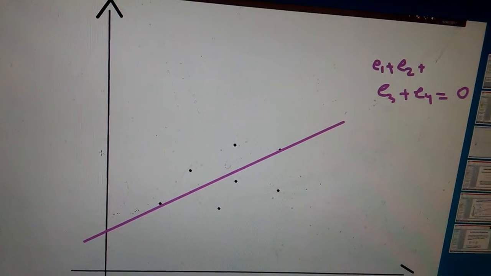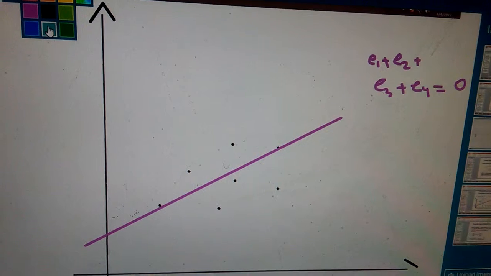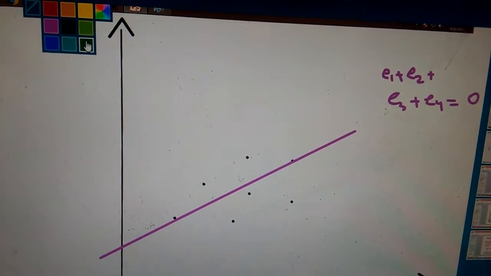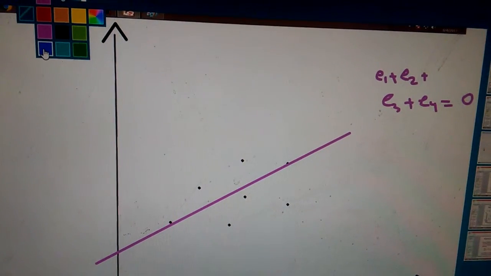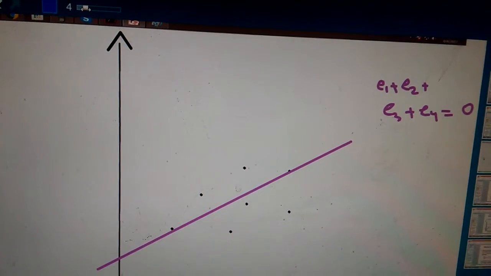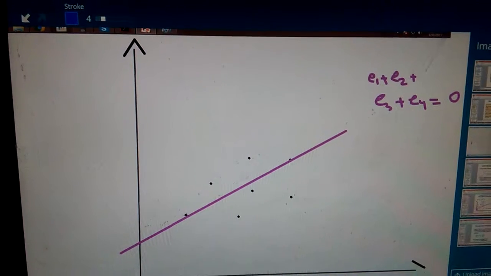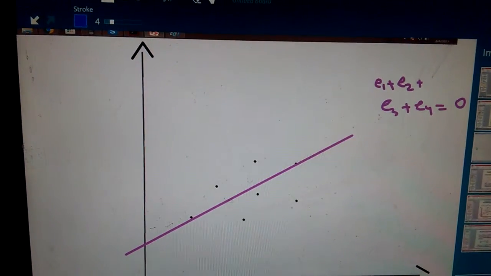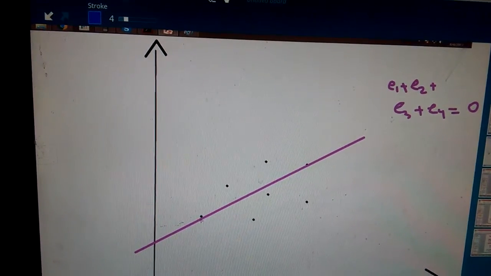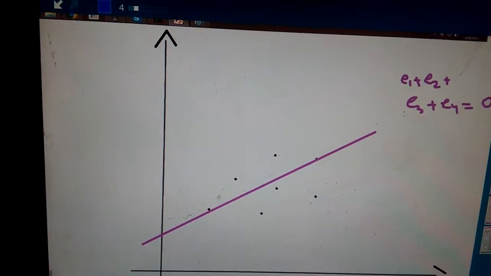Now let us calculate the error, meaning the distance between the actual point and the corresponding predicted point. For that purpose, let me select a different color and minimize the stroke. Now over here you see this point is an actual value, it is lying on the best fit line, so it is the predicted value as well. So here there's no error because the difference between both values is zero, because both are the same.